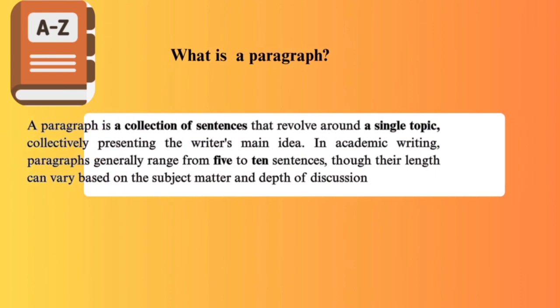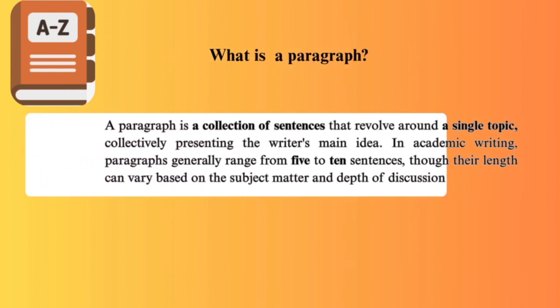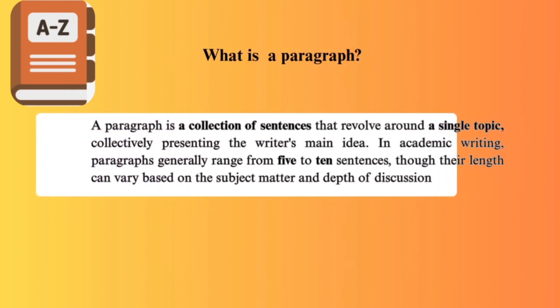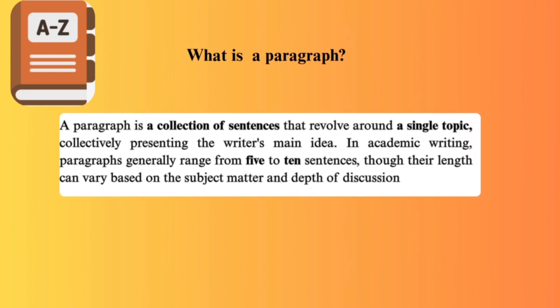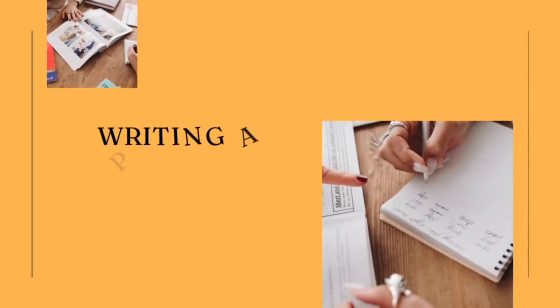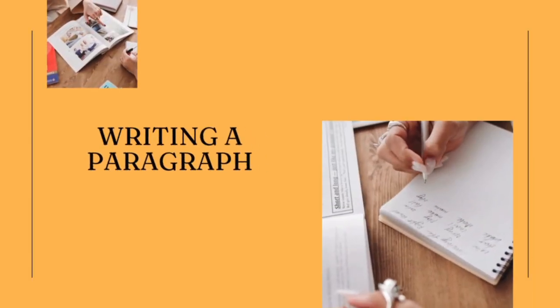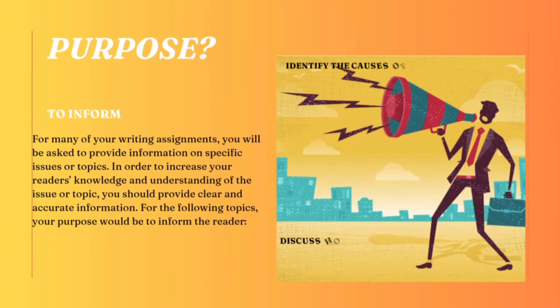A paragraph is a collection of sentences that revolve around a single topic, collectively presenting the writer's main idea. In academic writing, paragraphs generally range from 5 to 10 sentences, though their length may vary based on the subject matter and the depth of the discussion. Whenever you write, you do so with a specific purpose in mind. The purpose of all writing is to communicate information and ideas.